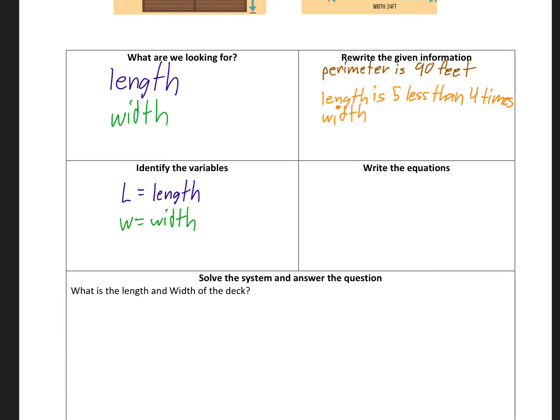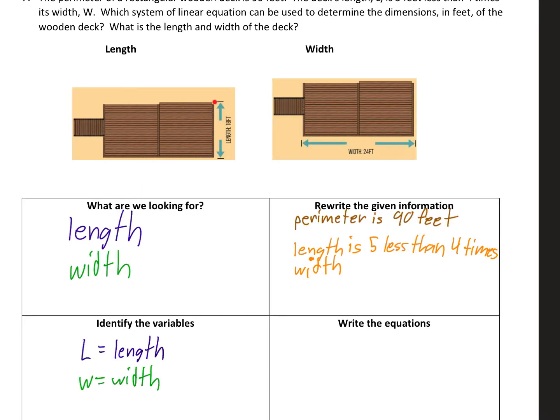In the 4th box, we are going to write equations that represent the given information. Perimeter is the sum of all 4 sides. Notice how there are 2 sides that are the length and 2 sides that are the width. So 2L plus 2W equals the perimeter, which is 90. We also know that the length L is 5 feet less than 4 times its width W. So L equals 4W minus 5. Remember, if you see less than or greater than, then you switch the order of the numbers.